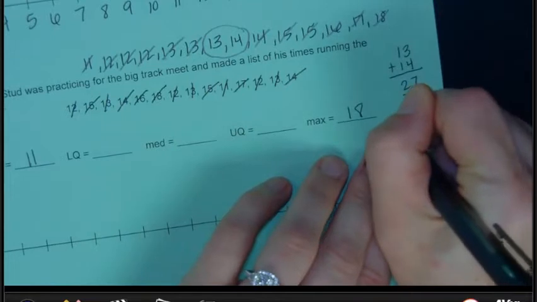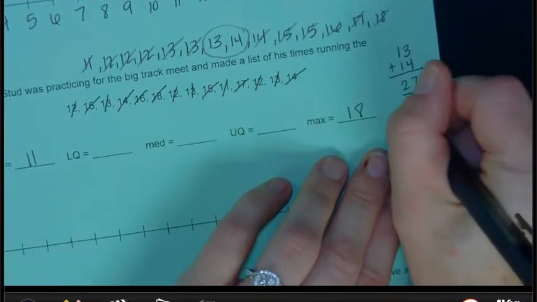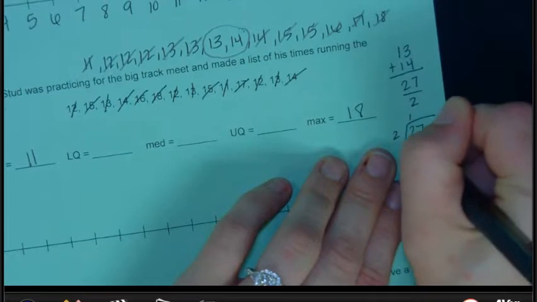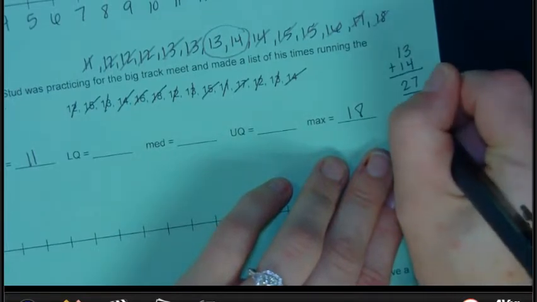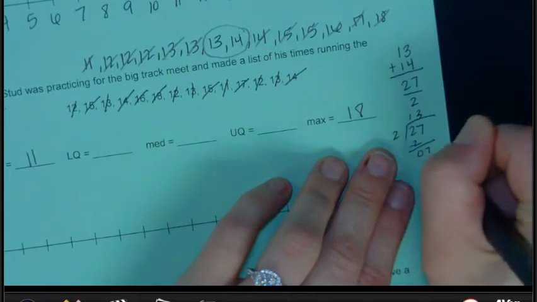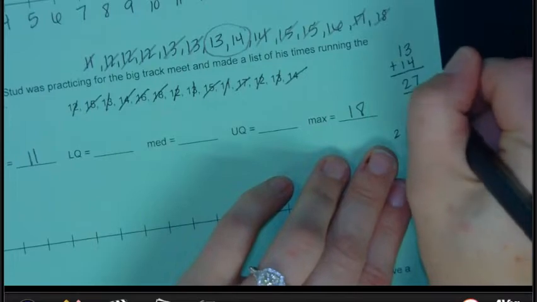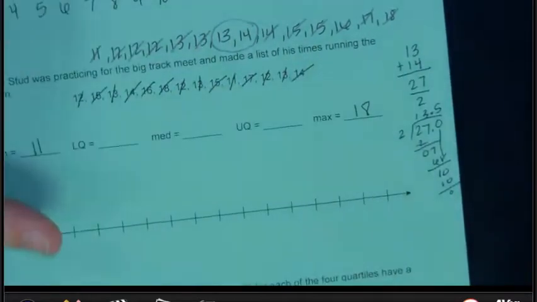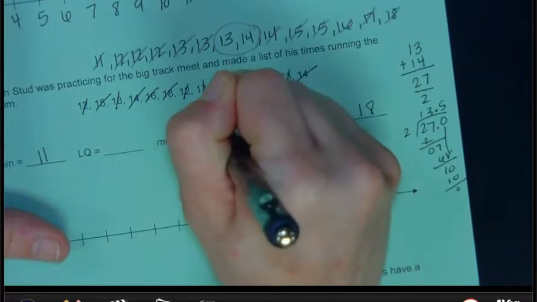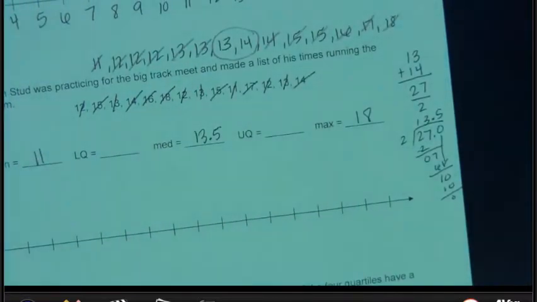So 2 on the outside, 27 on the inside. Well, 2 can go into 2 one time. 7, 2 can go into 7 3 times. At 6, I have 1. Well, add my decimal, bring down my 0. 2 can go into 10 5 times with nothing left over. So my median is 13.5. Now, we could have easily seen that between 13 and 14, the exact number between is 13.5. But if you had 2 different numbers that were further apart, then you would need to complete these following steps: add the 2 numbers together, then divide by 2 to get here.